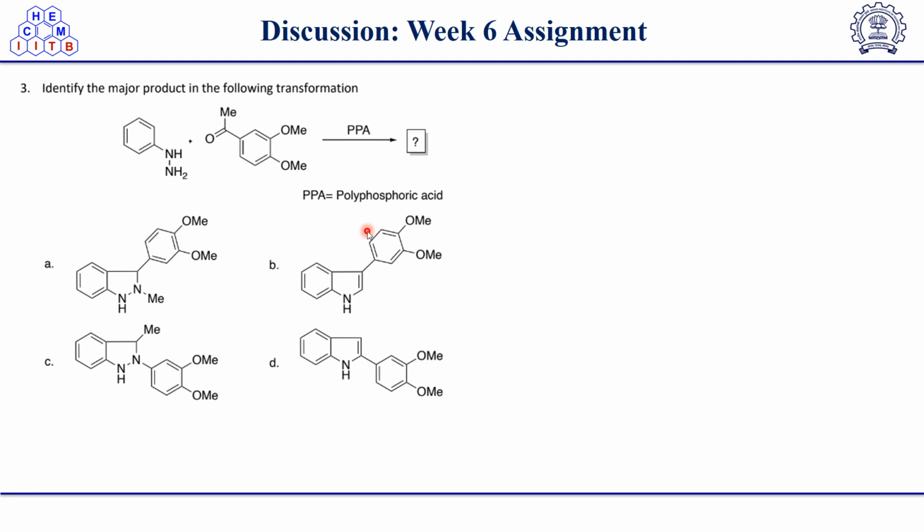Now the next question is, identify the major product in the following transformation. So this hydrazine kind of compound is treated with this aromatic compound under polyphosphoric acid. So what will be the major product? This is also a named reaction. So identify the major product in this transformation.